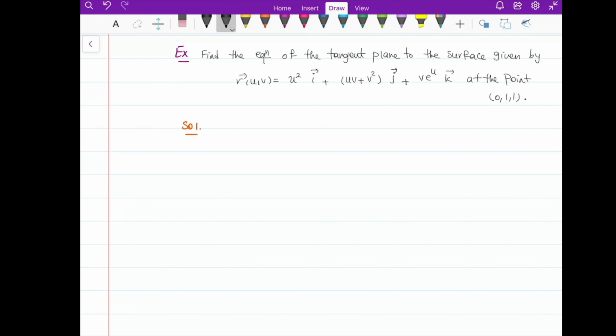Okay, so let's look at the solution. First, I need to find the normal vector to the tangent plane. The normal vector would be the partial derivative with respect to u, cross product with the partial derivative with respect to v. So r_u is equal to what? It's equal to 2u, taking the derivative of that with respect to u, the derivative of this with respect to u, and the derivative of that with respect to u, v e^u.